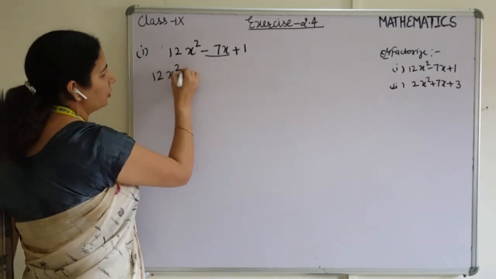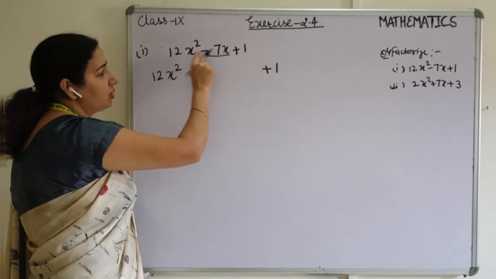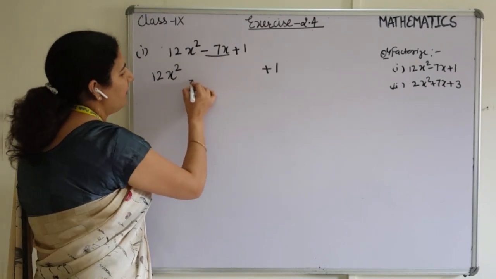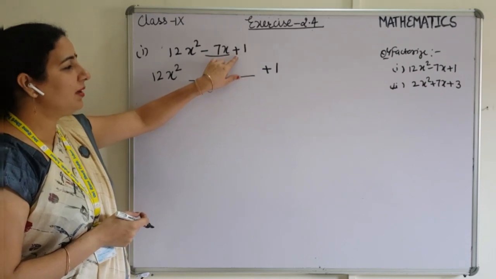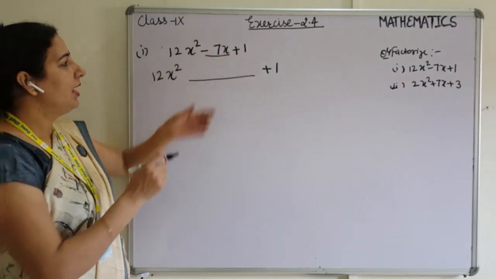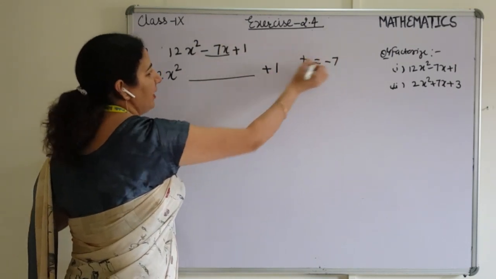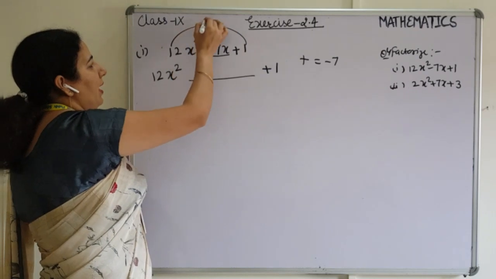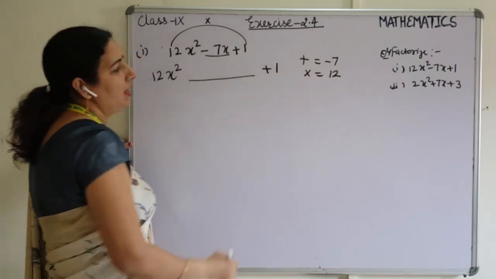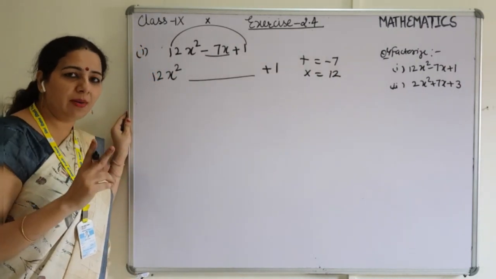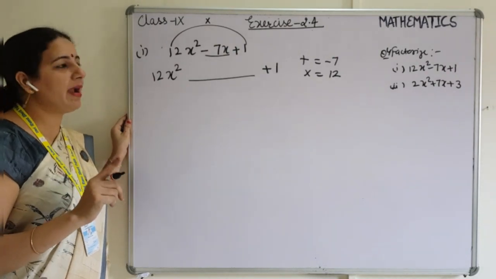Just write 12x square and here plus 1. I have not changed these two values. I am just going to change the value of minus 7. We will change it so that if we add them, the answer will be minus 7. And 1 into 12 is 12, so if we multiply them, the answer will be 12. Means just suggest me two numbers whose multiplication is plus 12 and whose addition is minus 7.